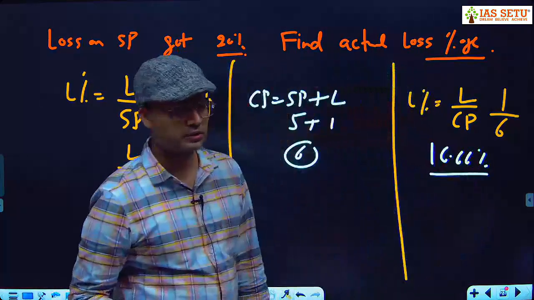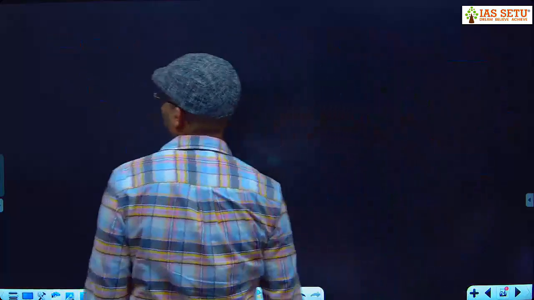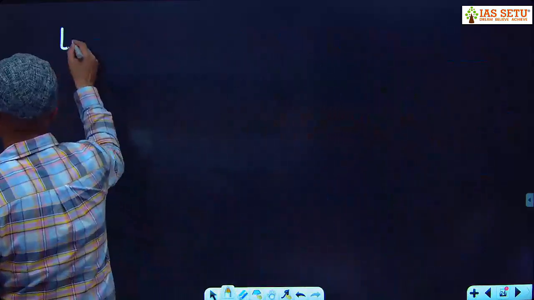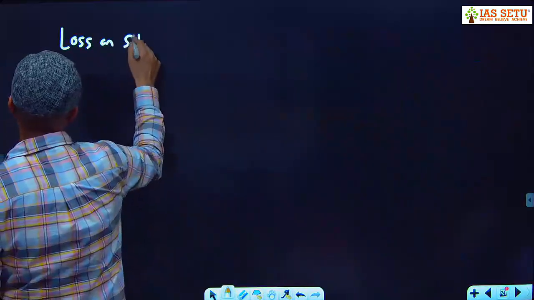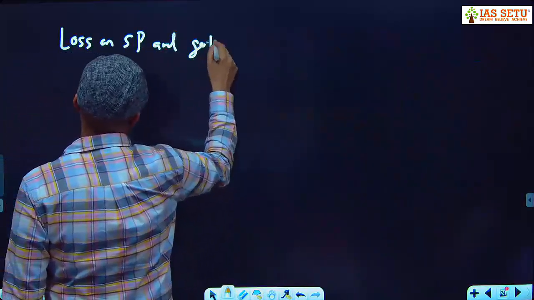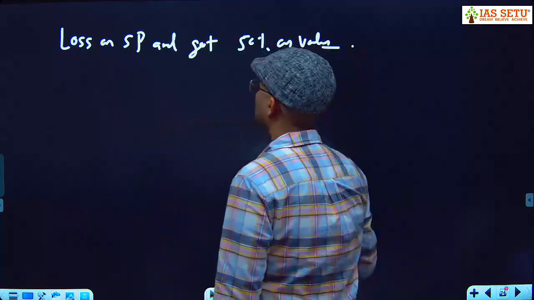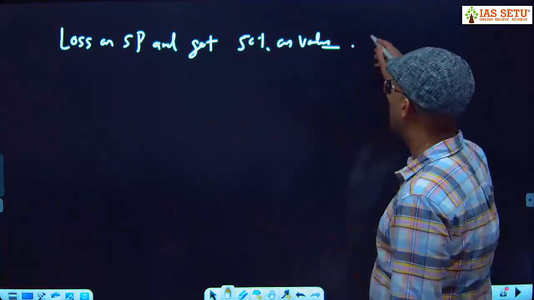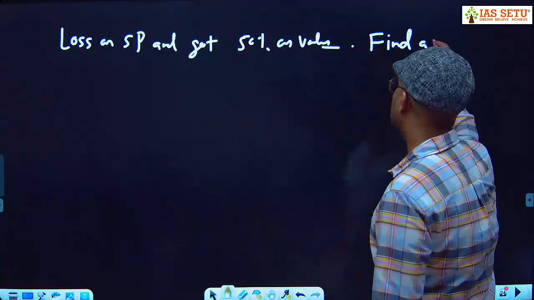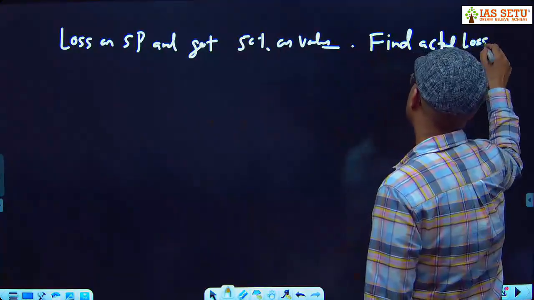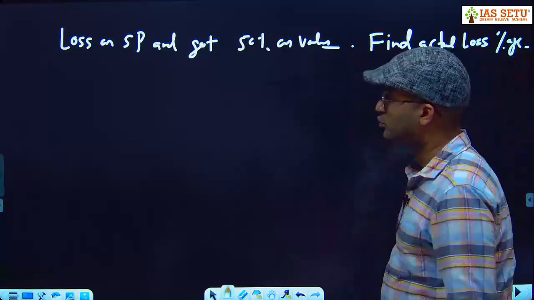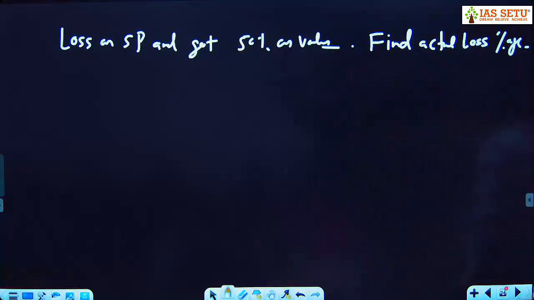Try one more question. A student calculated loss on selling price and got 50% as value. Find actual loss percentage. A student calculated loss on selling price and got 50% as value. Find the actual loss percentage. Online students, you can also participate.